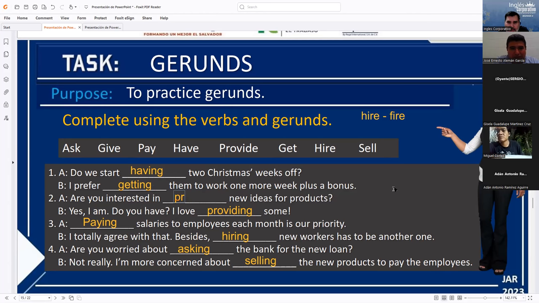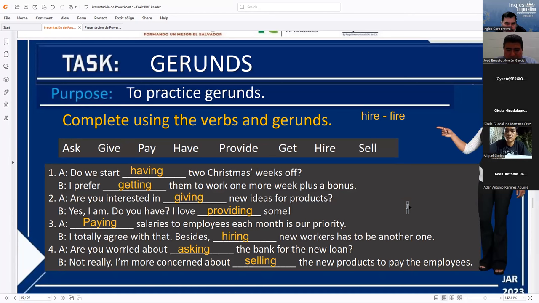And over here, what do we have? What's the other one that we don't have? Giving, right? Yes. So, are you interested in giving new ideas for products? Yes, I am. Do you have? I love providing some. So do we start having two Christmas weeks off? I prefer getting them to work one more week plus a bonus. Are you interested in giving new ideas for products? Yes, I am. Do you have? I love providing some. Paying salaries to employees each month is our priority.